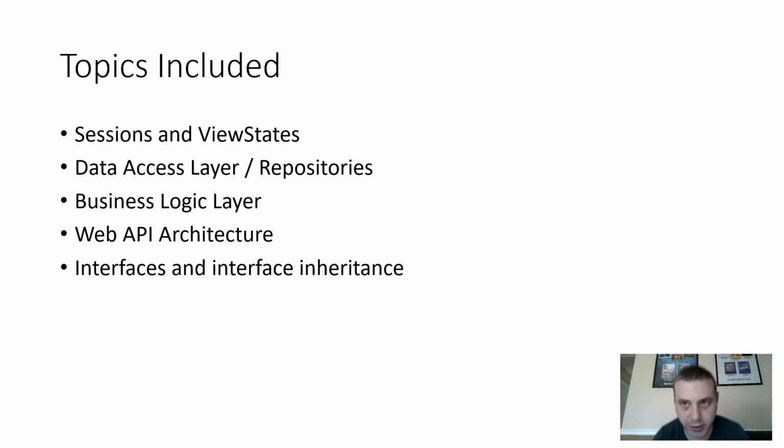So the topics that we're going to cover in this overview are sessions and view states, the data access layer and repositories within your application, the business logic layer within your application, and web API architecture, so kind of like how to architect your API to make it more scalable, and your application in general using the data access layer, repositories, and business logic layer, and how interfaces play a role in all of this.